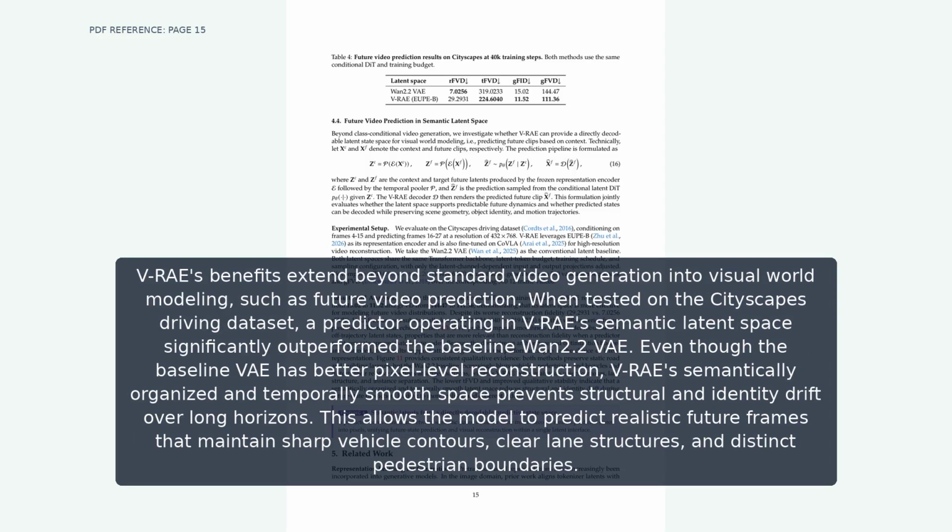V-RAE's benefits extend beyond standard video generation into visual world modeling, such as future video prediction. When tested on the Cityscapes driving dataset, a predictor operating in V-RAE's semantic latent space significantly outperformed the baseline 2.2 VAE. Even though the baseline VAE has better pixel-level reconstruction, V-RAE's semantically organized and temporally smooth space prevents structural and identity drift over long horizons. This allows the model to predict realistic future frames that maintain sharp vehicle contours, clear lane structures, and distinct pedestrian boundaries.